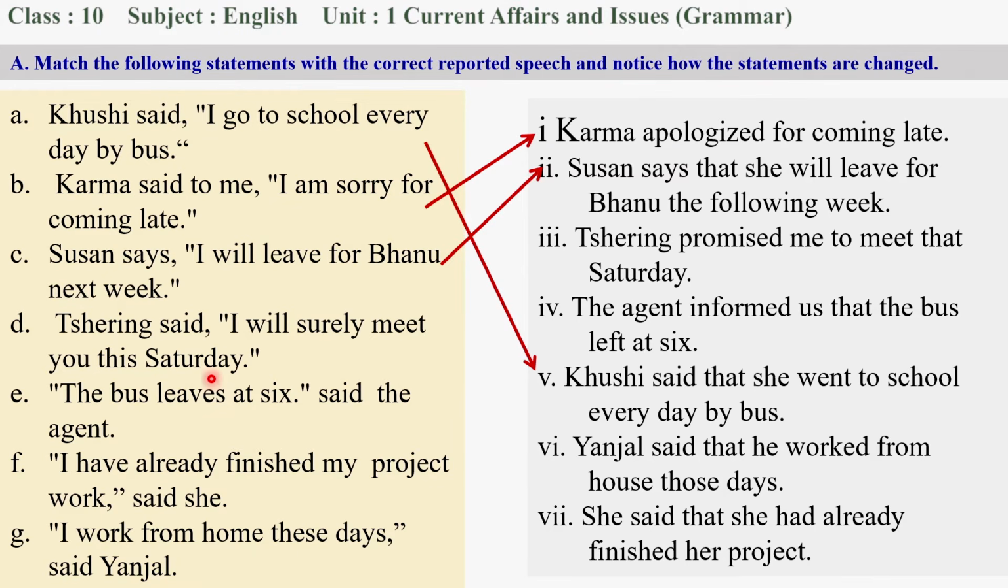Let's move to the next. Cheering said, I will surely meet you this Saturday. This, I will surely meet you, is a promise, right? That's why the word promised is used: promised me to meet that Saturday. This Saturday changed into that Saturday, and there is no change in tense. Next, the boss leaves at 6, said the agent.